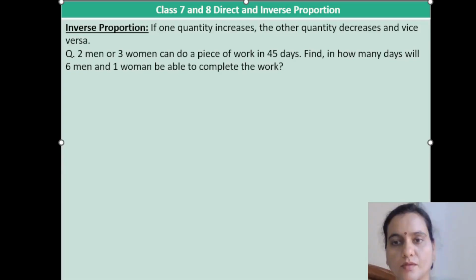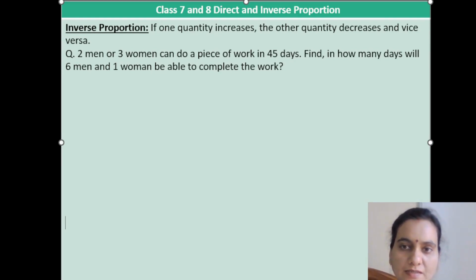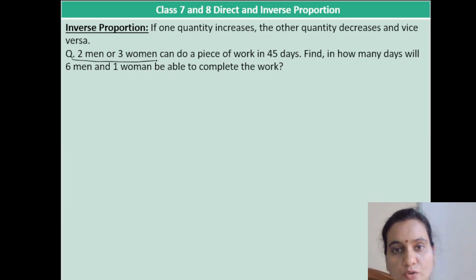Let's start. Okay, let's do this question. 2 men or 3 women can do a piece of work in 45 days. In how many days will 6 men and 1 woman be able to complete the work? So what is written here? Read it carefully. 2 men or 3 women can do a piece of work in 45 days. That means 2 men are as effective as 3 women, right? What 2 men can do, 3 women can do the same work in 45 days.